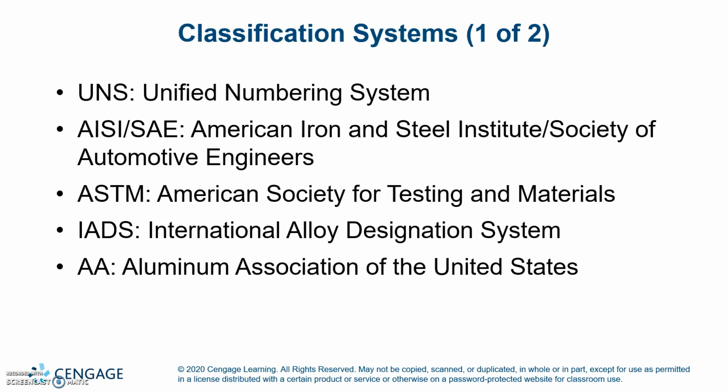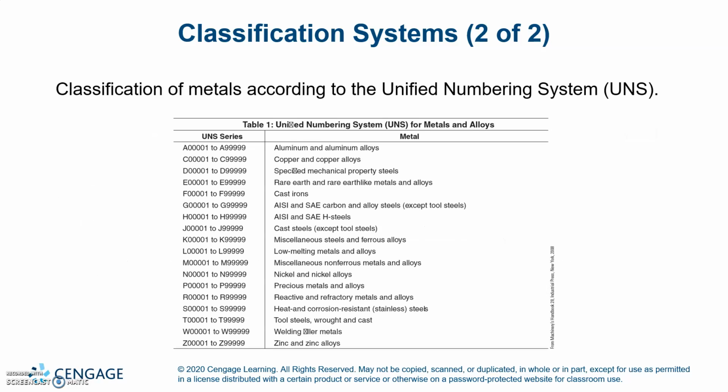Classification systems. UNS, Unified Numbering System. AISI/SAE is American Iron and Steel Institute, Society of Automotive Engineers. ASTM, American Society for Testing and Materials. IADS, International Alloy Designation System. AA is Aluminum Association of the United States.